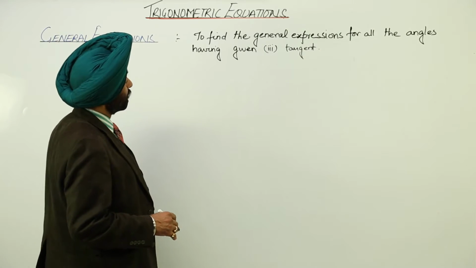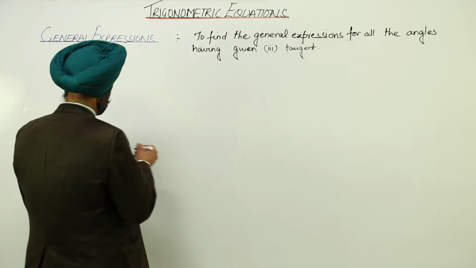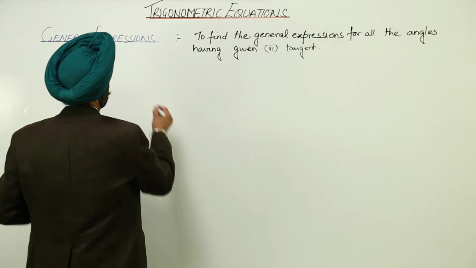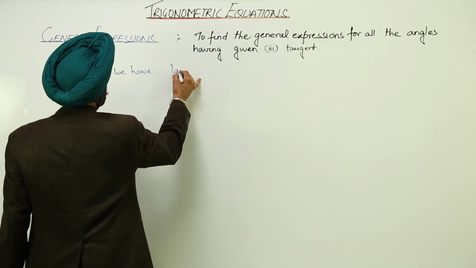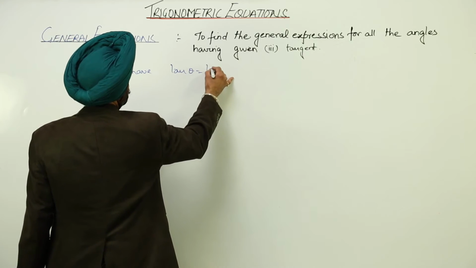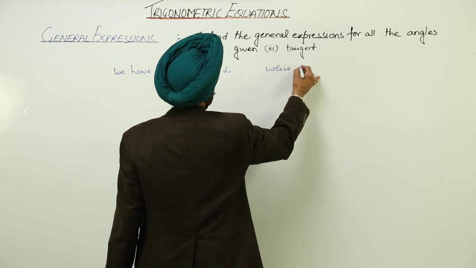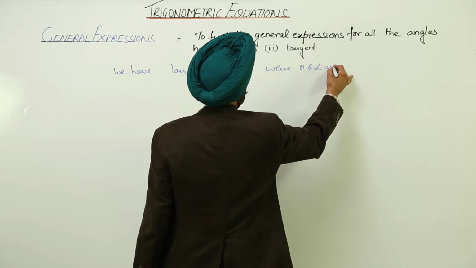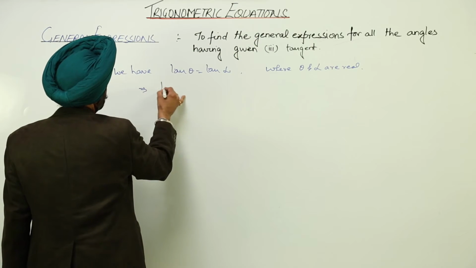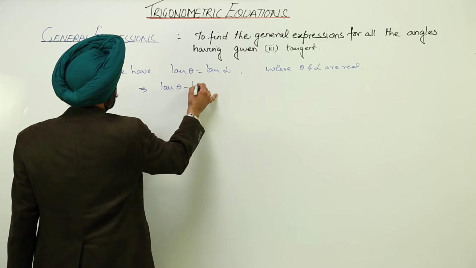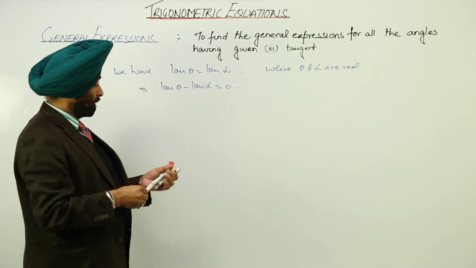Now third is to find the general expression for all the angles having given tangents. Now we have tan theta is equal to tan alpha, where theta and alpha are real. Tan theta minus tan alpha is equal to 0.